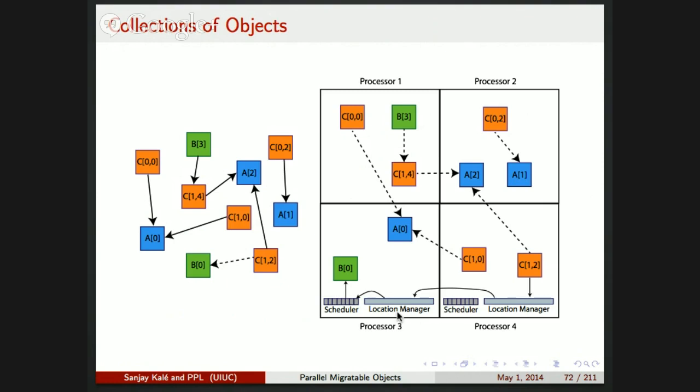So here we have just an example mapping of the different array elements to processors. So notice we can have not only the arrays being mapped separately, but even elements from different arrays on different processors. So we get that very high degree of composability and modularity we talked about before. And then with the message-driven execution, whichever particular array element has method invocations for it will actually execute on the processor, giving us the overlap of communication and computation.